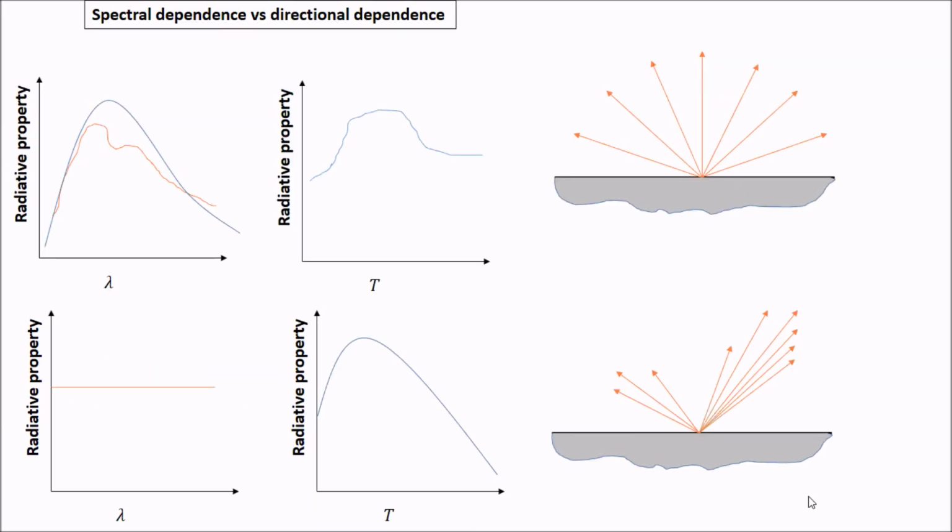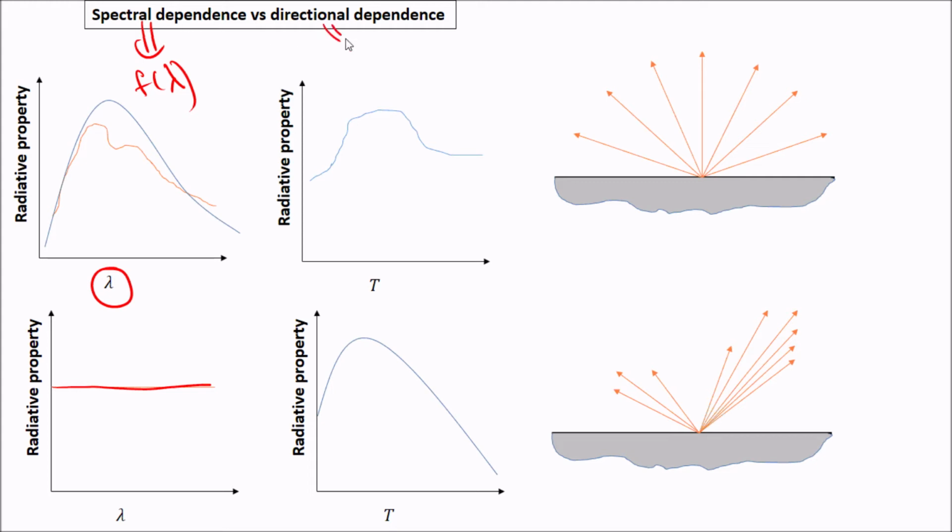So another property of the thermal radiation is that it depends on the spectrum. The spectrum means lambda. You can see that the radiative property can change in any manner with respect to lambda, so it is a function of lambda. It is also possible that it is constant with any lambda, so whatever value you change with lambda, the property doesn't change.